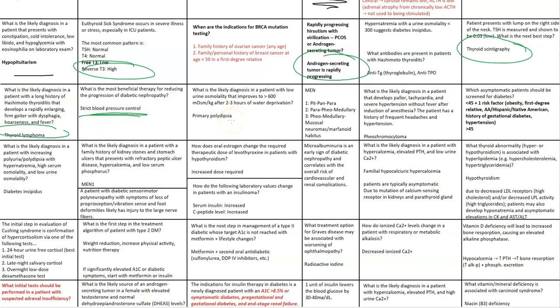What is the most likely diagnosis in a patient with low urine osmolality that improves to greater than 600 milliosmoles per kg after 2 to 3 hours of water deprivation? That's going to be primary polydipsia.